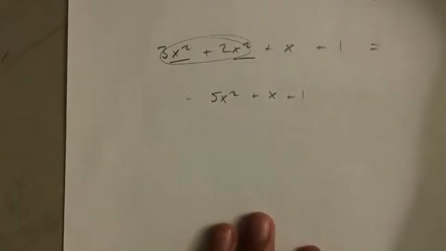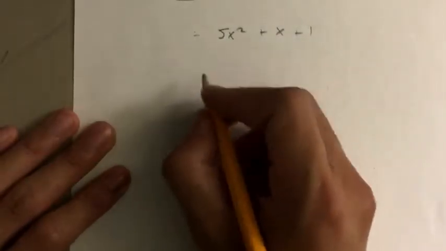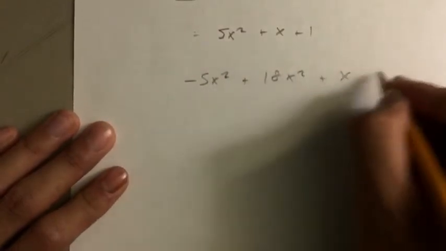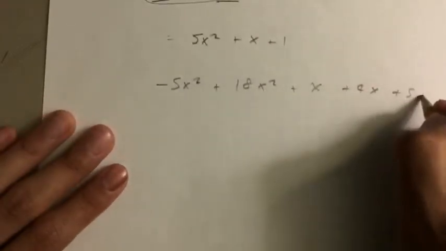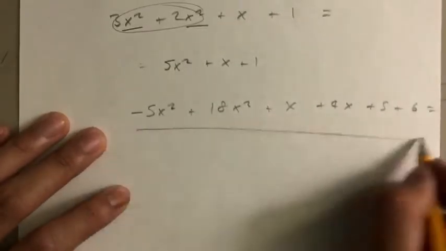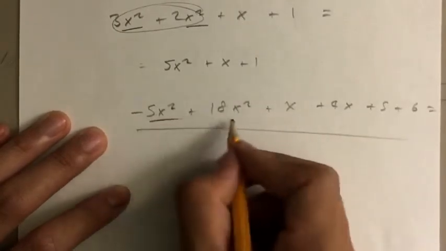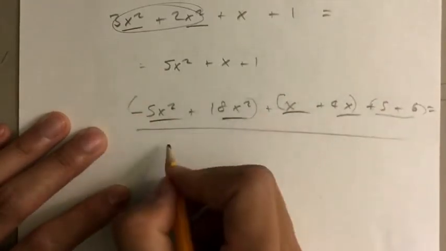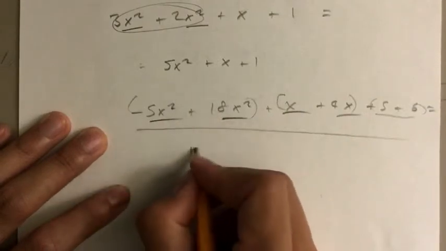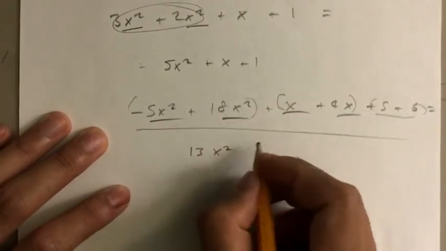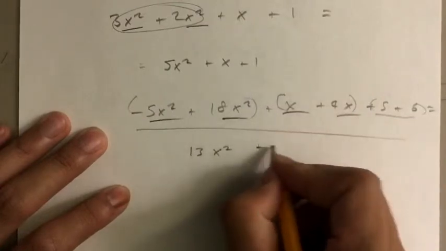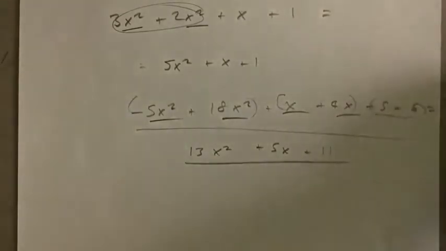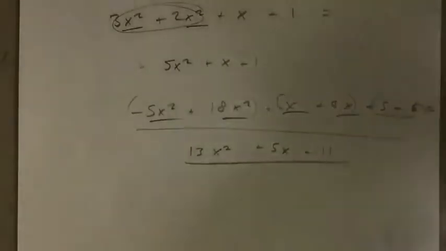And you can remember this. But let's do another example. Negative 5x squared plus 18x squared plus x plus 4x plus 5 plus 6. What does that equal? I just made this one up. Well, like terms, there, and there, and there, and there. So let's add it. Well, 18 minus 5, that's 13x squared, and then x plus 4x, that's 5x, and then 5 plus 6, that's 11, and there you go, that's the answer. So, I hope that's right, because I just made that up.